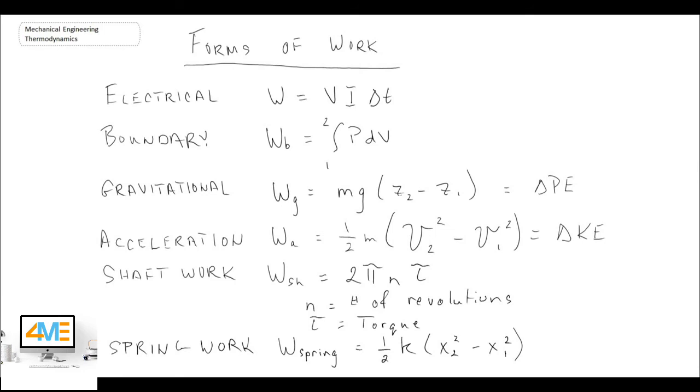Typically, for most of our problems, what we're looking at will be acceleration, gravitational, boundary, and a little bit of shaft work. Once in a while, you might have spring work. But those are the forms of work. Now, let's take a look at the first law for a closed system. We talked about this in an earlier lecture.